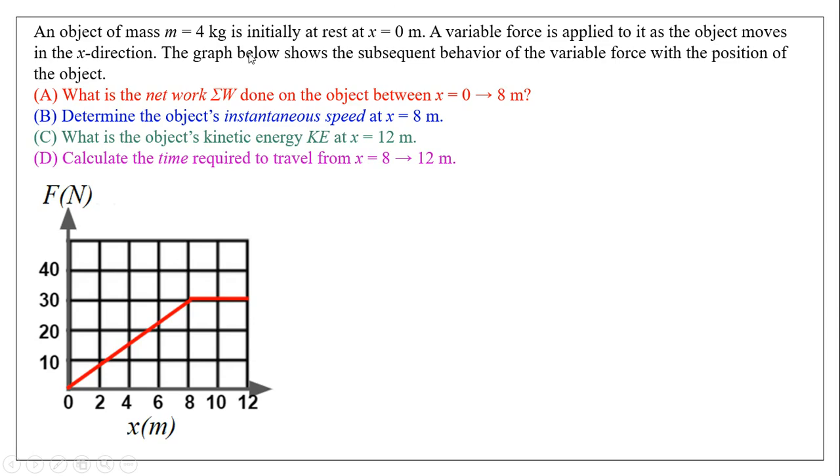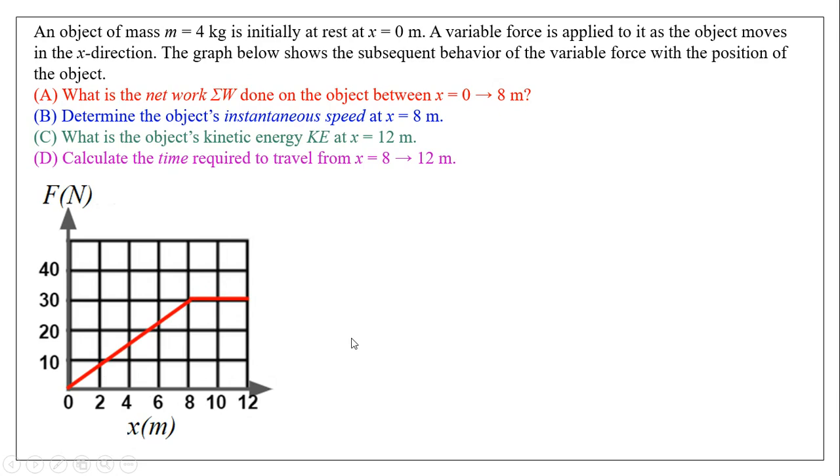And it says the graph below shows the subsequent behavior of the variable force with the position of the object. Here's parts A, B, C, and D. Here's F versus x. Alright, let's crack it out. Part A wants us to find the net work done on the object between 0 and 8 meters. If you look at the graph, 0 is at the origin, the starting point, and then it slopes upward towards 8, and then it goes flat from 8 to 12.